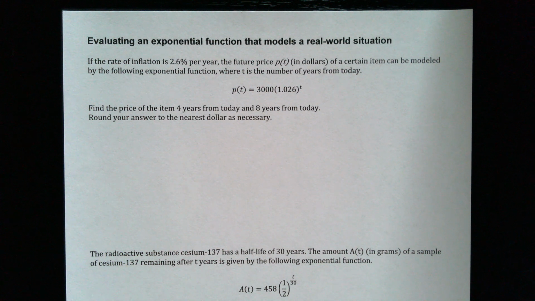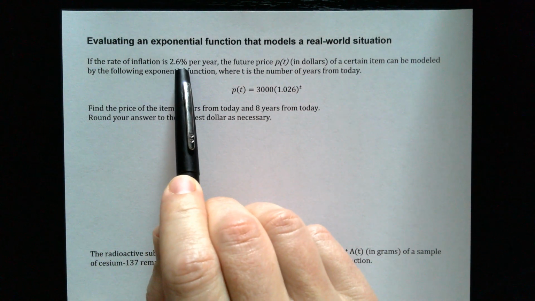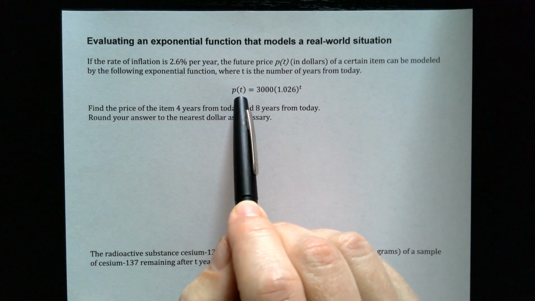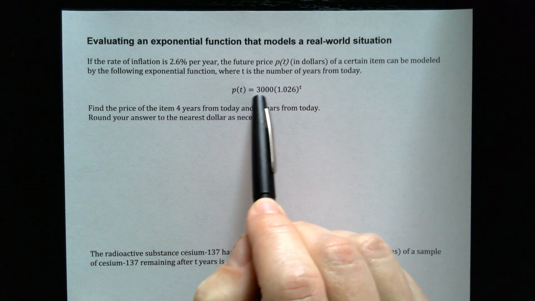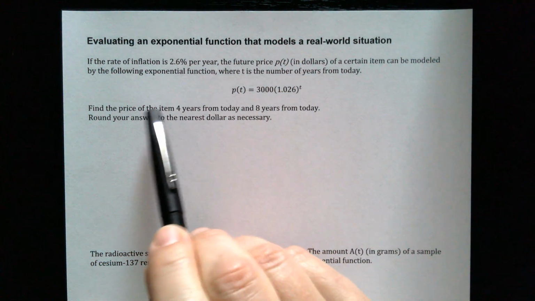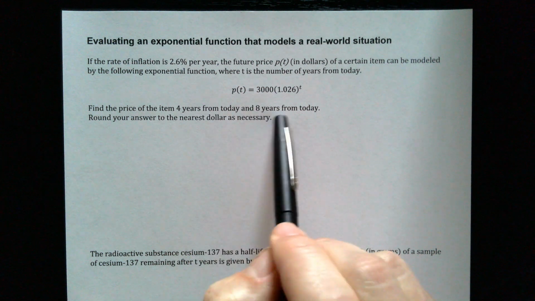In this video, we're going to be evaluating an exponential function that models a real-world situation. For the first problem, we have a rate of inflation that is 2.6% per year, and the future price, P of t, of a certain item can be modeled by the following exponential function, where t is the number of years from today. The problem asks: find the price of the item 4 years from today and 8 years from today.